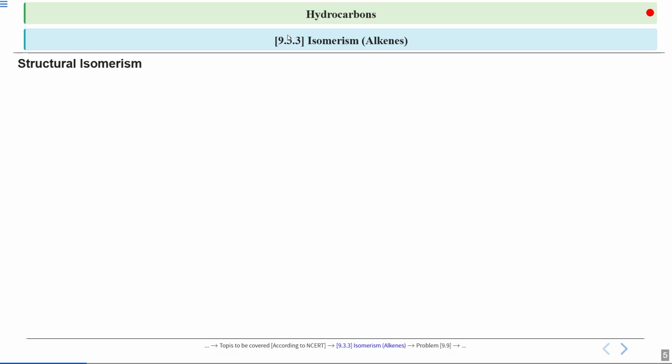So here we are starting with the topic of structural isomerism in hydrocarbon. Structural isomerism refers to compounds that have the same molecular formula but differences in the arrangement of atoms within the molecule. This is an important concept in organic chemistry as it explains how molecules with the same number of atoms can have different properties. Now we see that the structural isomers, specifically alkenes, share the same molecular formula but have different structural arrangements. This means that even though they have the same type and same number of atoms, the way these atoms are connected is different.